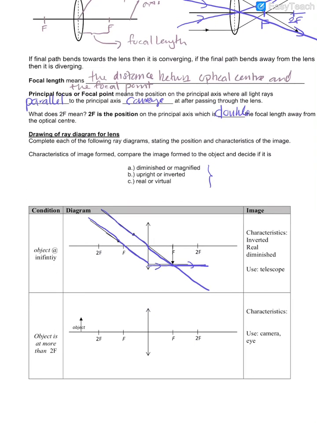Parallel. So where will this image form? It will form at the focal point. So anything very far away, the image will form at the focal point. Then how do we describe it? We describe it as inverted.